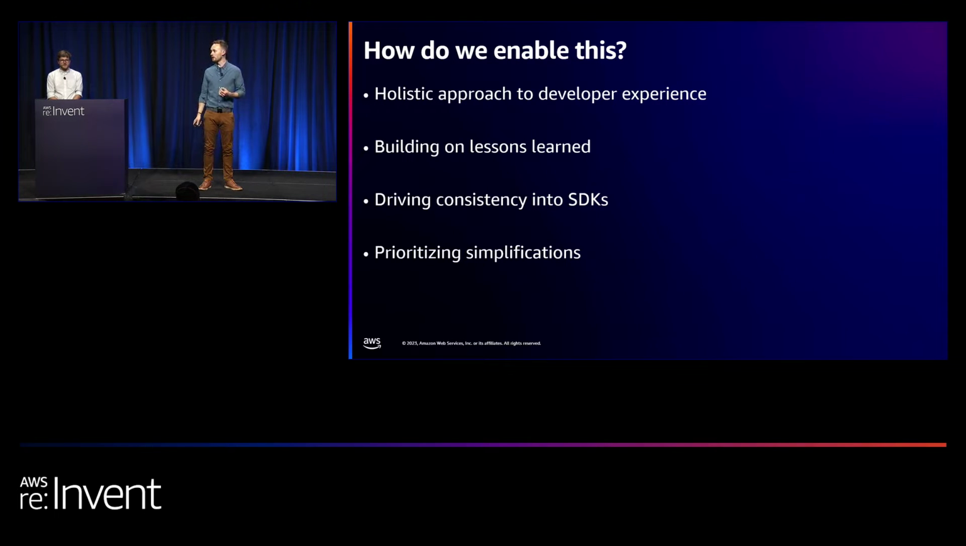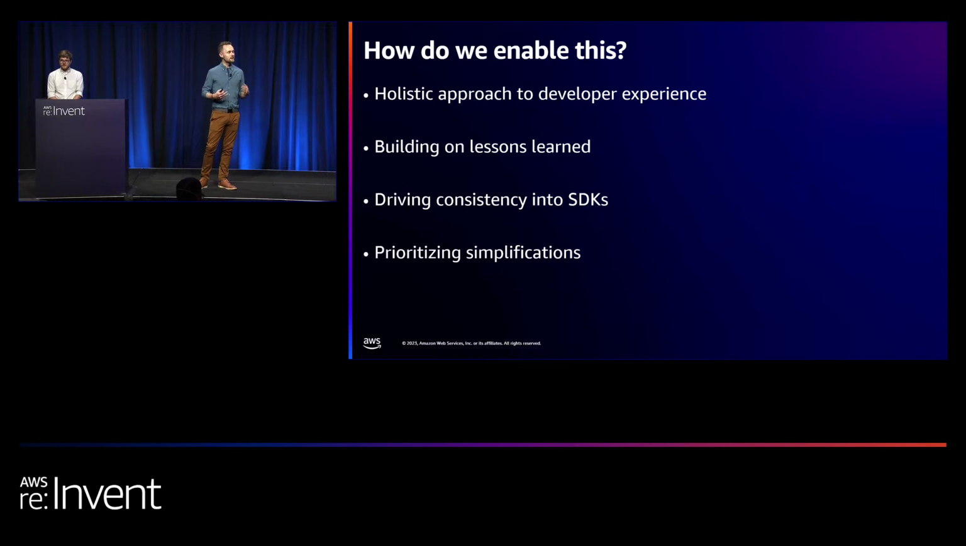So how do we enable all this? How do we provide all of these features in all of these languages for all of these services? The answer is that we've learned to take somewhat of a holistic approach to the developer experience. We start by thinking about what the customer is trying to achieve in their application, and then look backwards to how they can build that using AWS tools and AWS services. We build on the lessons that we've learned from the past, both the things that work really well that we should do more of, and the things that haven't gone so well that we should do less of.